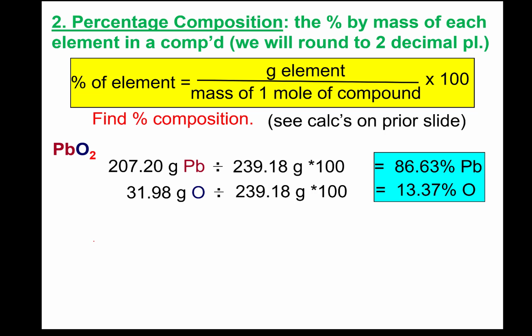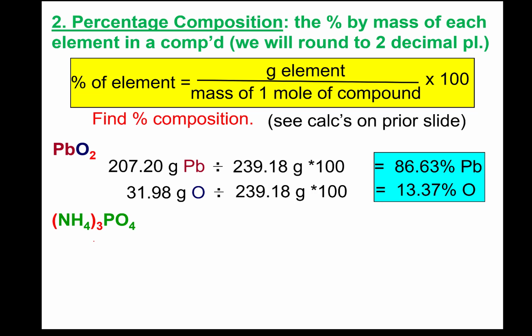Notice that 86.63 plus 13.37 adds up to 100%. Your numbers when you find percent composition should always add up to exactly 100% or 99.99% or 99.98% or 100.01% or 100.02%. Anything else though, you may have done something wrong. So if you're not that close to 100%, go back and check your calculations.